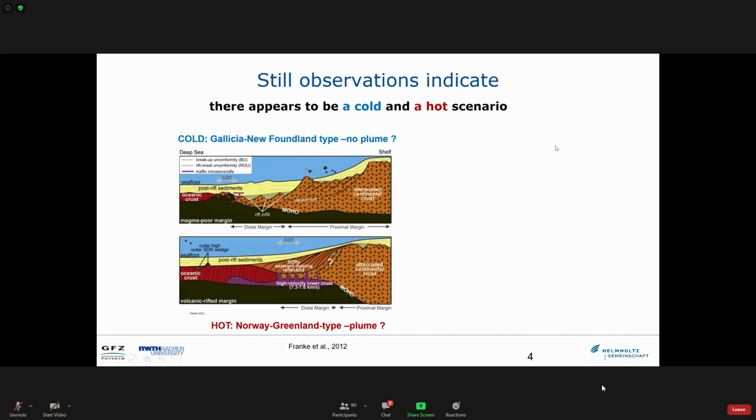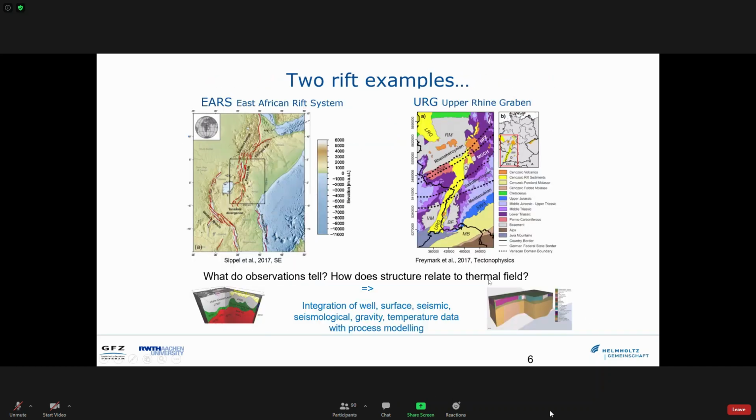You can see here the classical distribution of magma-rich and magma-poor. I will show that using two examples, one the East African rift system and one from the Upper Rhine Graben. And I will show results from models that combine data integration with process modeling. So they are consistent with a number of observations of different kinds, and they are resulting in 3D configurational models on the lithosphere scale that we use as a base for process modeling.